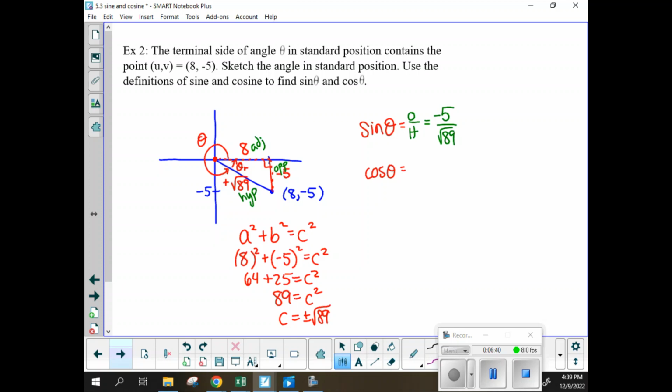Technically that's fine, but it's not really simplified. You remember how to rationalize? We're going to multiply this by root 89 over root 89. So we get that square root out of the denominator. So technically we want this, right? Negative 5 times the square root of 89 over 89. We could reduce it if we wanted. If you put that in your calculator, it's about negative 0.5299.